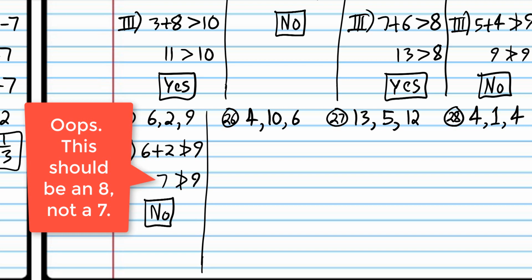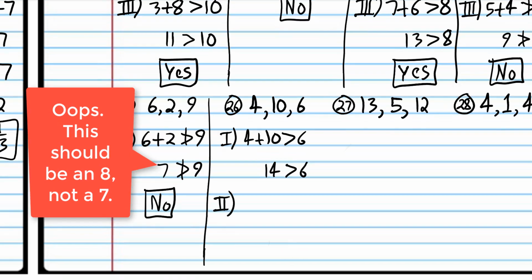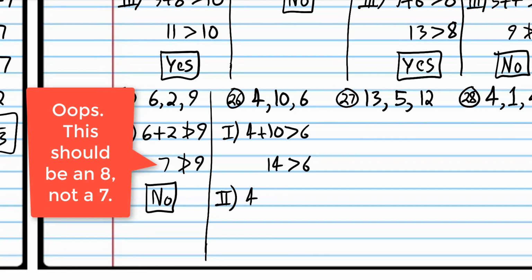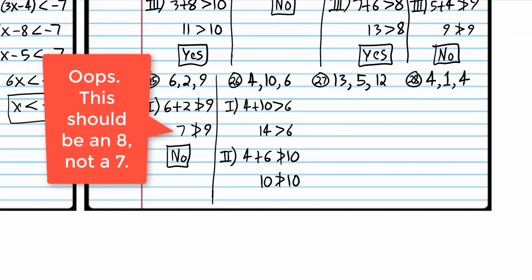Try number 26, and when you come back, we'll do it together. All right, we're back. Our first inequality, 4 plus 10 must be greater than 6. Is that correct? Yes, it is. So far, we can make a triangle. What about 4 plus 6? That must be greater than 10. Is 4 plus 6 greater than 10? No, it is not. It is equal to 10. It's not greater than. So can we make a triangle out of these side lengths? No, we cannot.